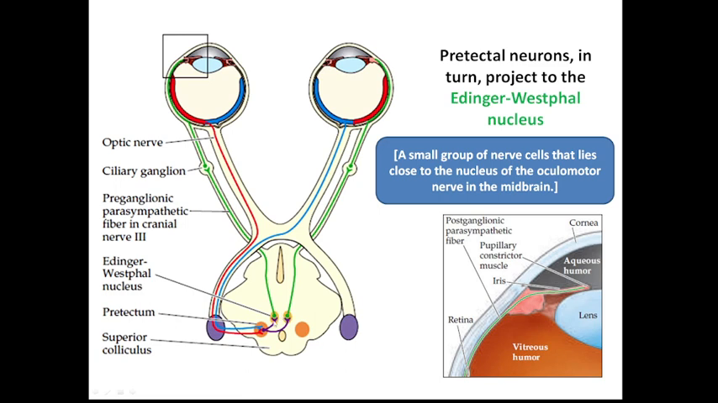So both of them are getting connected, and that's why in the pupillary light reflex, if you shine light on a particular eye, the pupil of this eye will constrict, and side by side the pupil of the other eye will also constrict, even if it is not exposed to the light.